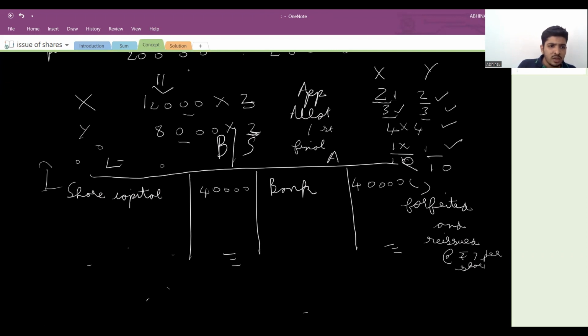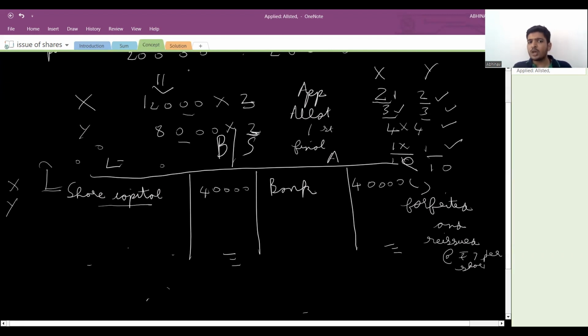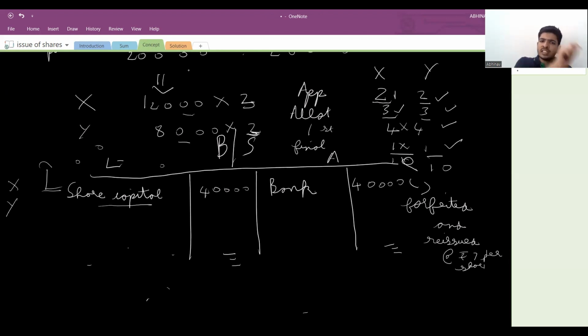Now, X and Y are owners of the company right now. Because X and Y become owners, they have rights over the business. At the same time, the business also has rights over X and Y. Why? It's a company. A company and its owners are separate people, the separate legal entity concept. So a company has a right on its owner. So what does the company actually do here? The company now demands the next installment from the owner. The first installment could not be demanded because X and Y were not owners at that time. But now X and Y are owners. So the company demands this amount from its owners.